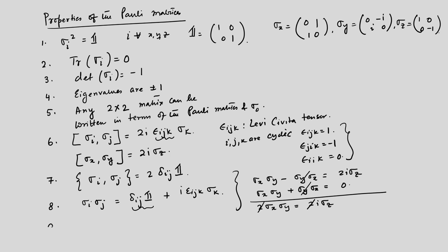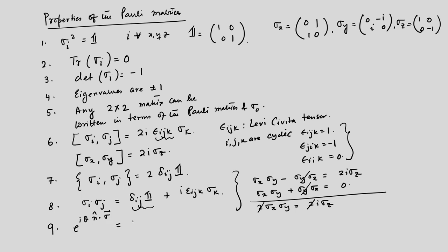Okay. And as a last one, in various situations, one actually needs to take the exponentiation of the Pauli matrices, that is, exponential of i theta n dot sigma, where theta is a rotation angle, and n cap is a unit vector pointing in any direction. You can take it as a special case to be along x, y or z, but it doesn't matter, you can take it in any arbitrary direction.